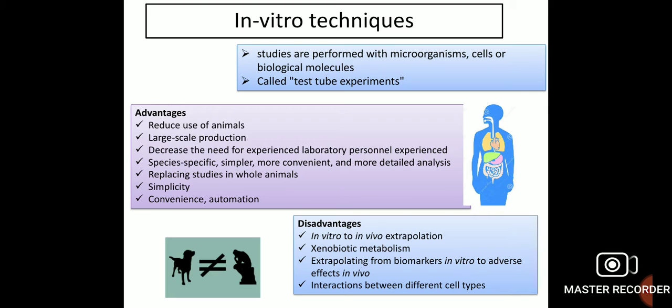So what are the disadvantages of in vitro techniques? First, in vitro to in vivo extrapolation. If you got the results, how can you extrapolate these results to in vivo? That is one of the concerns. Second is xenobiotic metabolism. Third is extrapolating from biomarkers in vitro to adverse effects in vivo. And fourth is interaction between different cell types.